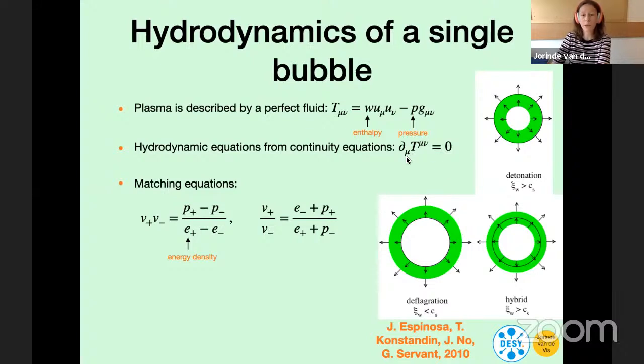Now, if you solve these hydrodynamic equations, you can get 3 types of solutions, as we have also seen before. So there's a detonation solution in which the wall velocity is supersonic. In this case, there's a rarefaction wave behind the bubble wall, and the plasma is at rest in front of the bubble. Then there are deflagrations in which the bubble wall velocity is slower than the speed of sound. In this case, the plasma is at rest inside of the bubble, but there's a shock wave in front of the bubble wall. And then there's the hybrid case, which has both a rarefaction wave and a shock wave.